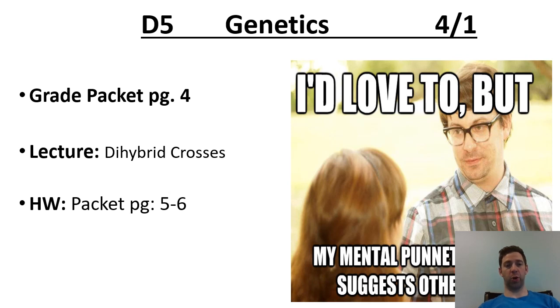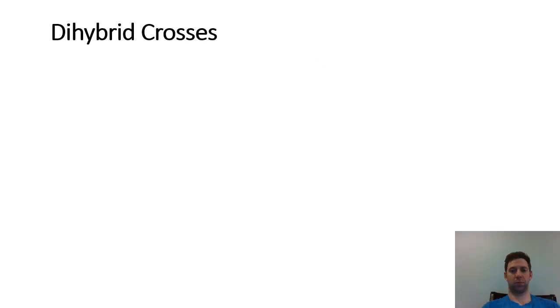We are going to grade the rest of packet page 4. We are going to learn dihybrid crosses. Based on the name, you can probably guess that it's when we cross 2 traits at once. And then you do have some more homework tonight. It is page 5 and 6 of the packet. Page 5 are 2 examples of dihybrid crosses. Page 6 is meant to be fairly challenging. Page 6 is a challenging sort of word problem based on dihybrid crosses. Okay, so the notes on dihybrid crosses.